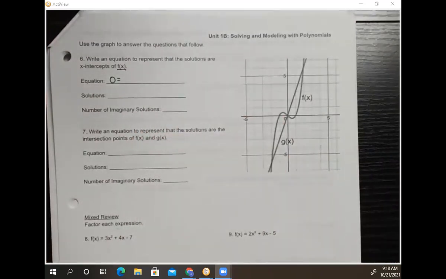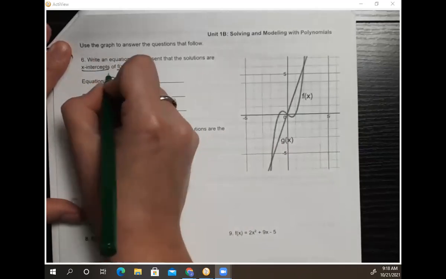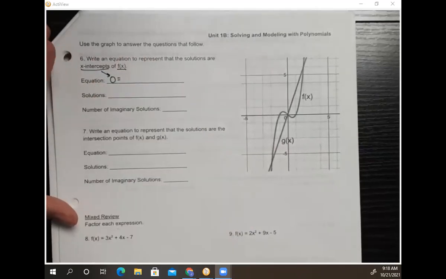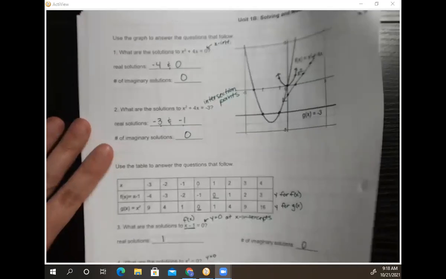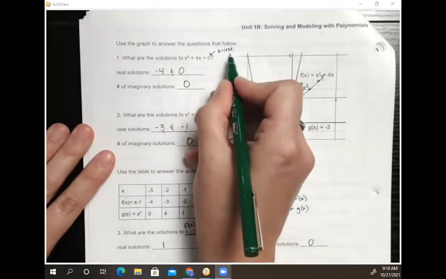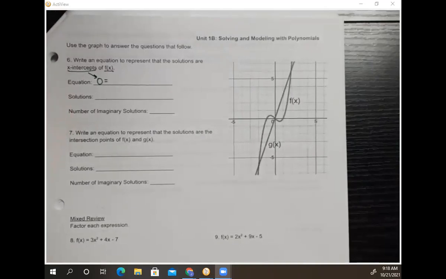Does not matter. But if I'm doing x-intercepts, then that means I'm equaling 0. Okay, we talked about that over here. If it's equal to 0, we're looking at x-intercepts. So if I'm going to write the function and I want the solution to be x-intercept, I have to set it equal to 0. And now I want to write a function to describe f of x.